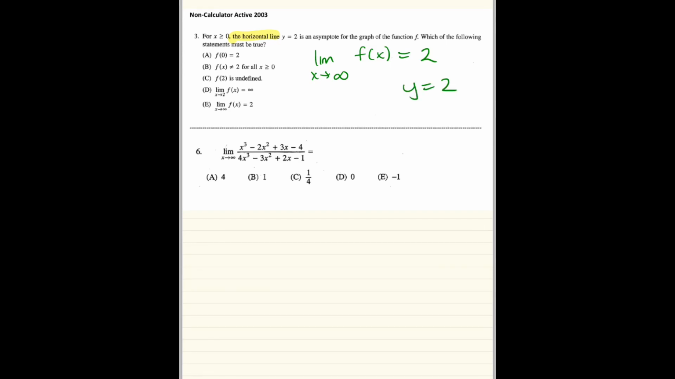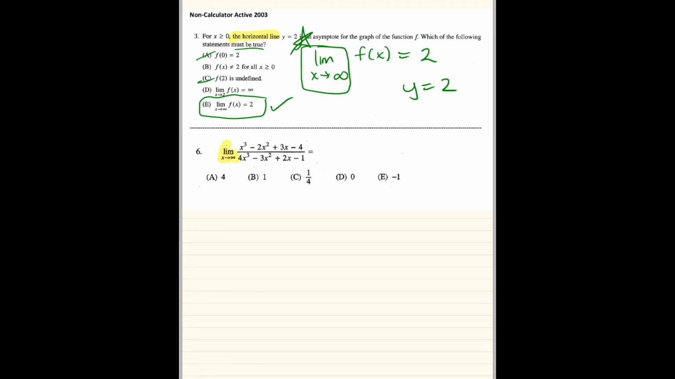So, which of the following statements must be true? f of 0 equals 2. Which must be true? This is the definition of a horizontal asymptote. You can pause the video and look at all the problems, but this is what has to be true. We don't care about f of 0, f of 2, and so on, because for a horizontal asymptote, this is what we care about. It's the end behavior.